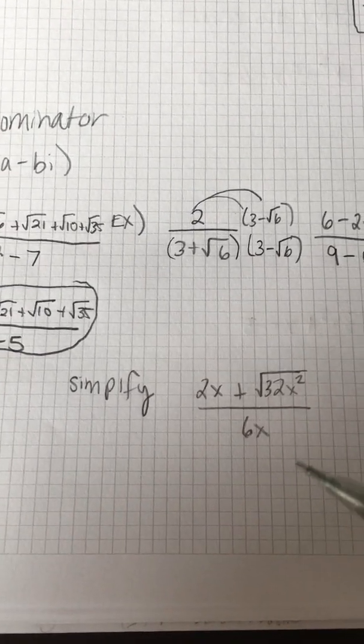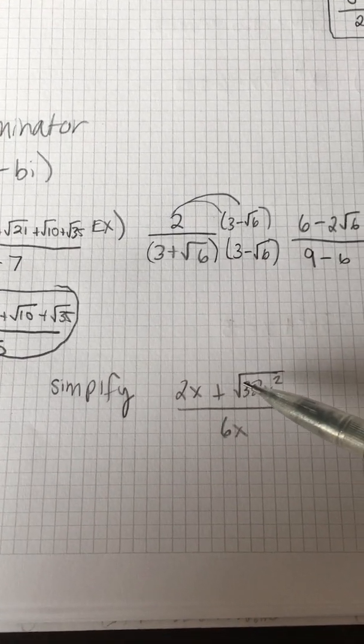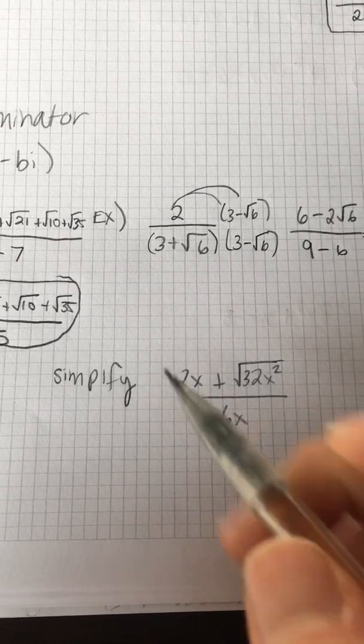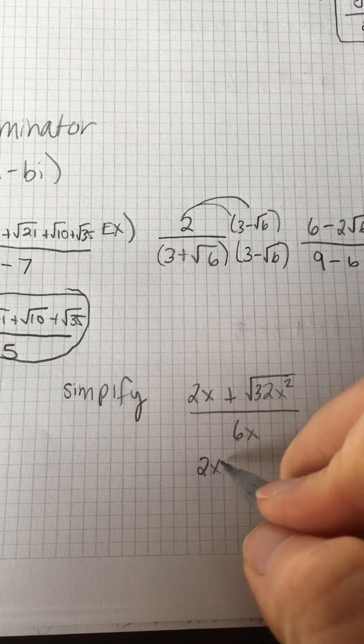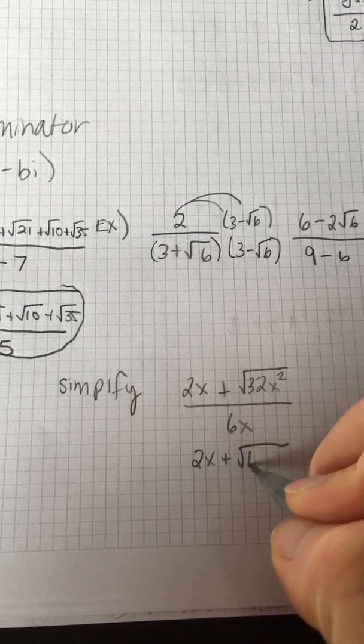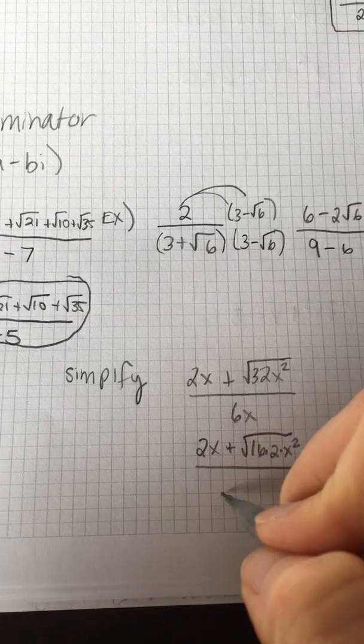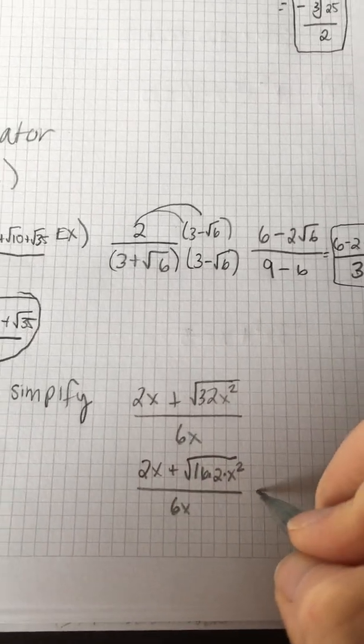Simplifying this one, we need to find the perfect square that goes into 32. That's going to be 16, the biggest perfect square. I'm going to leave the 2x outside. I'm going to write this as 16 times 2, and x squared is perfect as well. I'm going to leave that over 6x.